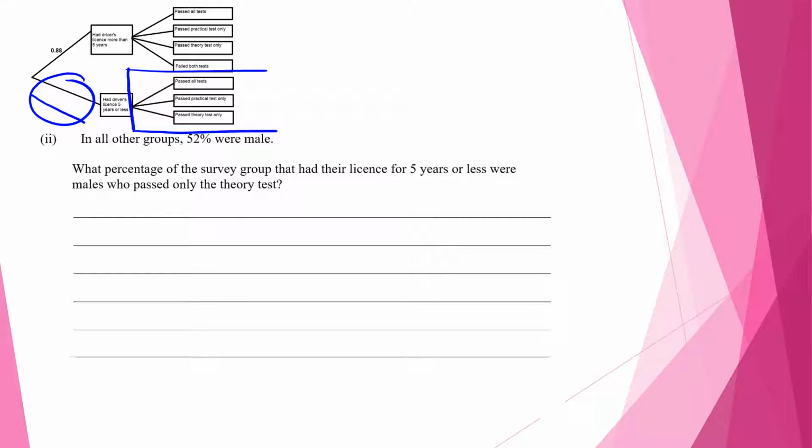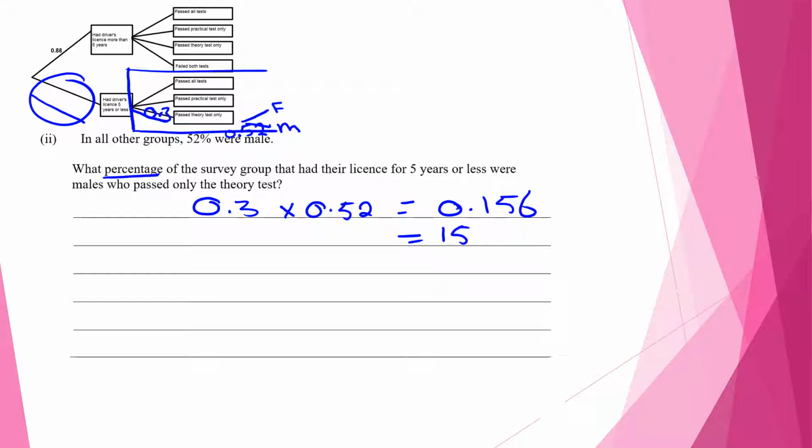So what percentage of the group had their license for 5 years or less were males who passed the theory test? Only the theory test. So only the theory test is this branch in here. And we know from our earlier information that this is 30%, 0.3. So therefore 0.3, 52% of them were male, 0.52. So multiply that by 0.52, and we have 0.156. We are asked what percentage, so just make sure that you put that as a percentage as well.